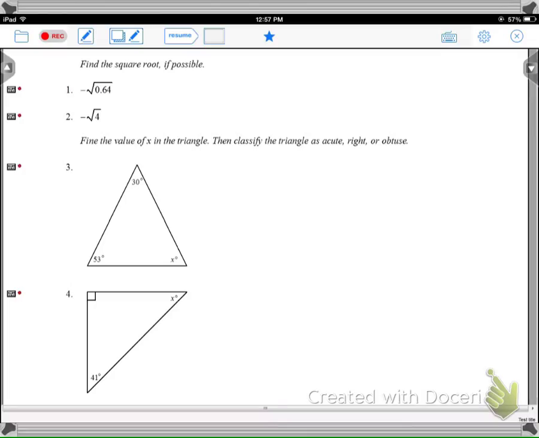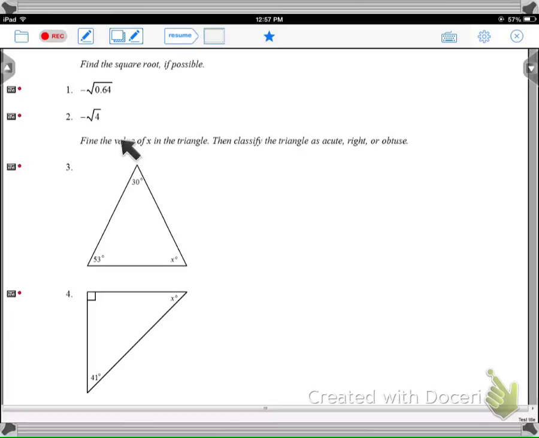Okay, first, you should have already worked through this practice quiz and done what you can. Tried to do all of them, and now we're looking at what you should have done, hopefully what you did do. Alright, so number one says the negative square root of 0.64.